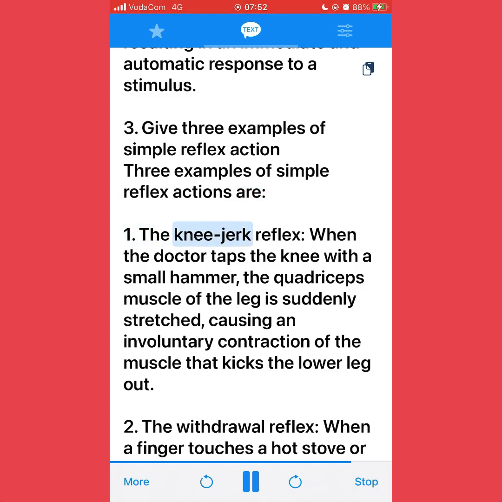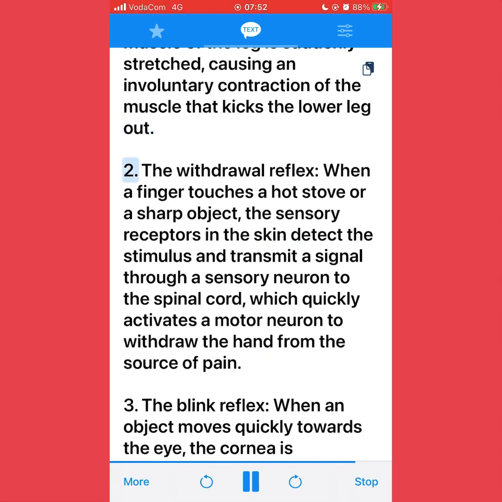The knee-jerk reflex. When the doctor taps the knee with a small hammer, the quadriceps muscle of the leg is suddenly stretched, causing an involuntary contraction of the muscle that kicks the lower leg out. 2. The withdrawal reflex. When a finger touches a hot stove or a sharp object, the sensory receptors in the skin detect the stimulus and transmit a signal through a sensory neuron to the spinal cord, which quickly activates a motor neuron to withdraw the hand from the source of pain.